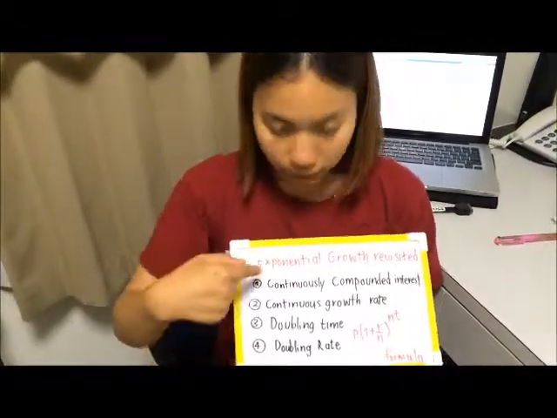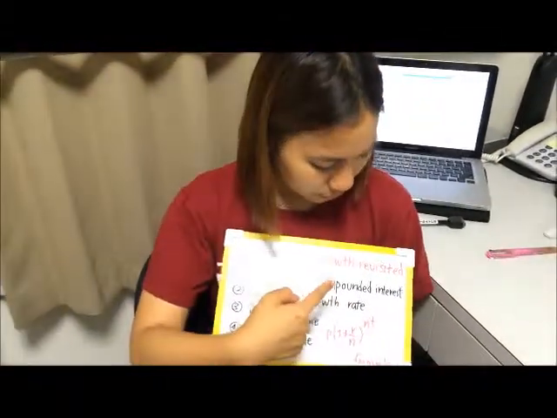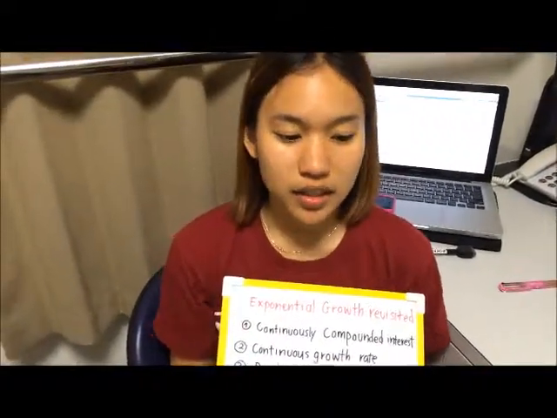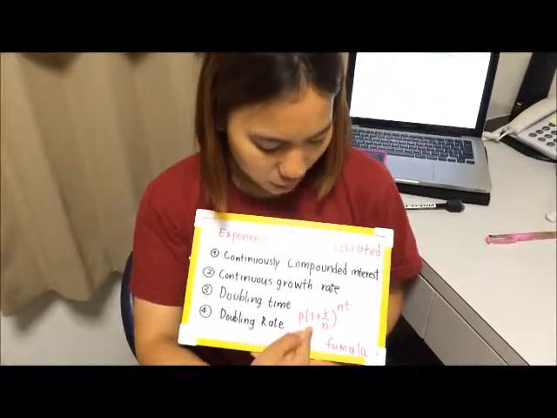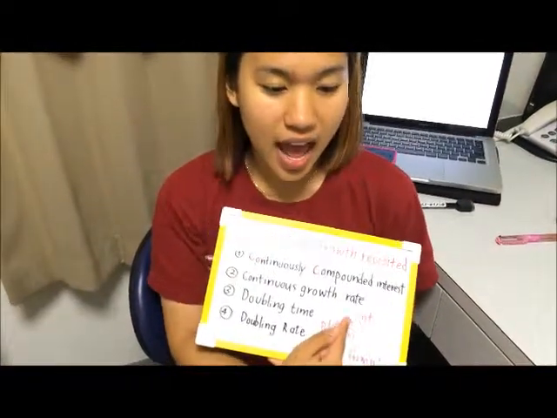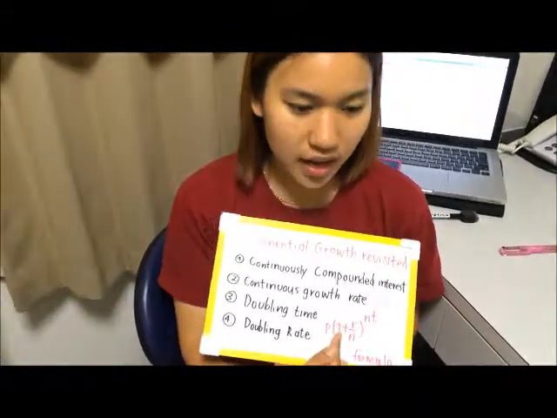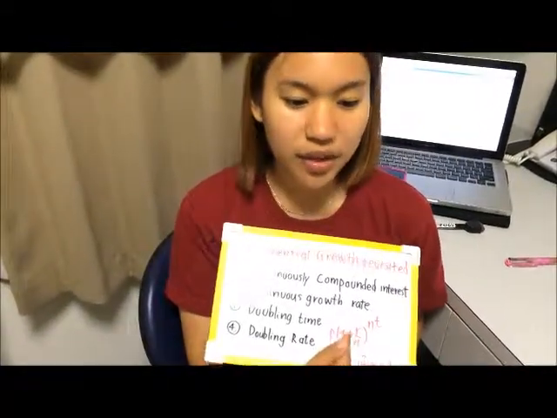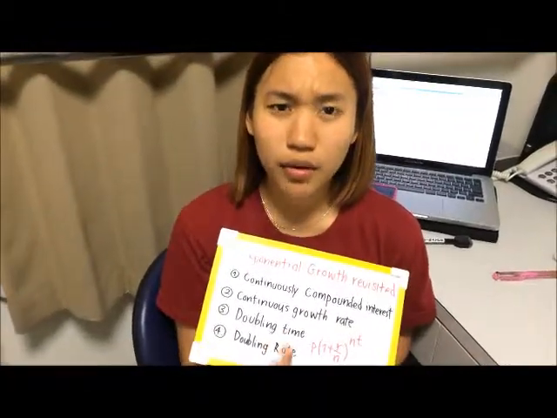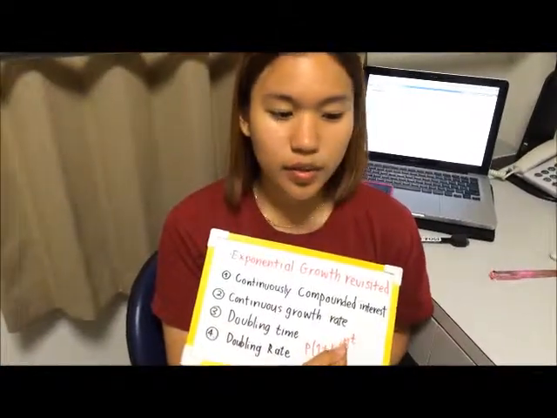Now let's begin with the first one, continuously compounded interest. This one has the formula P(1 + R/N)^(NT). In this formula, R represents the annual interest rate and T represents the time period, like 2 years. And N is the number of times interest is paid.